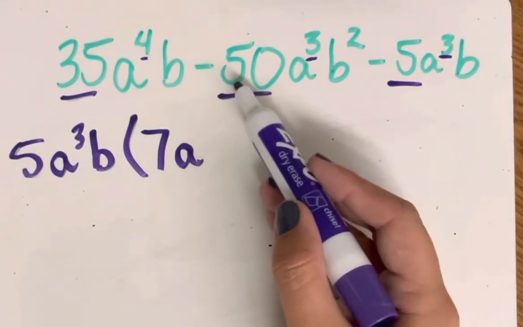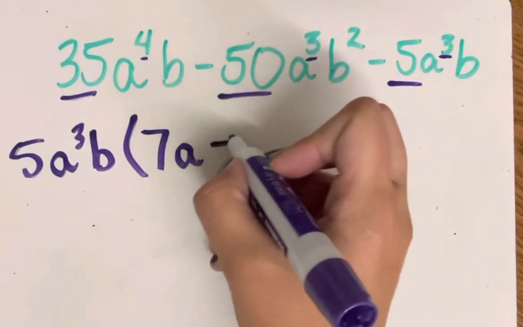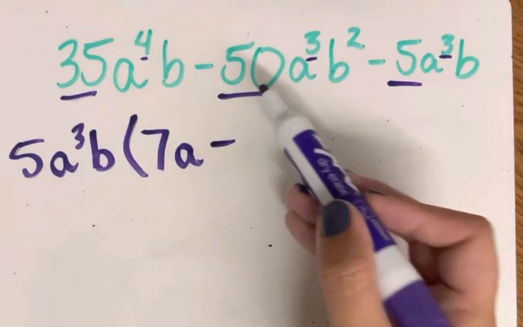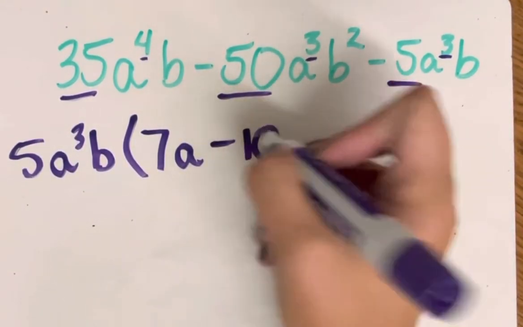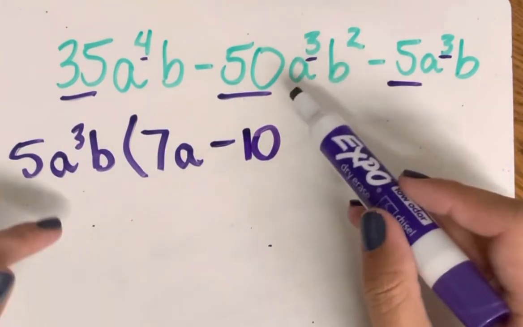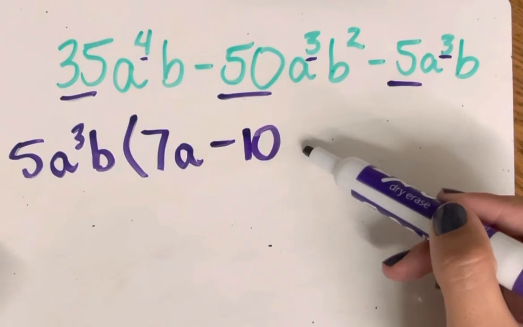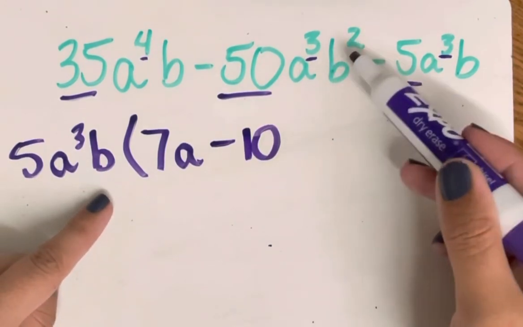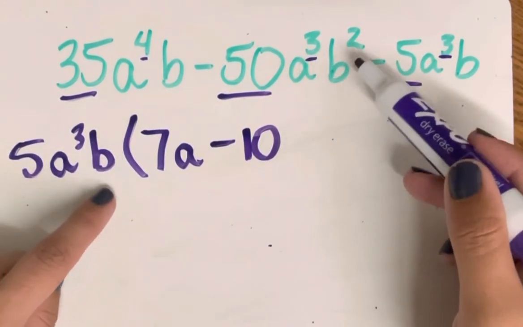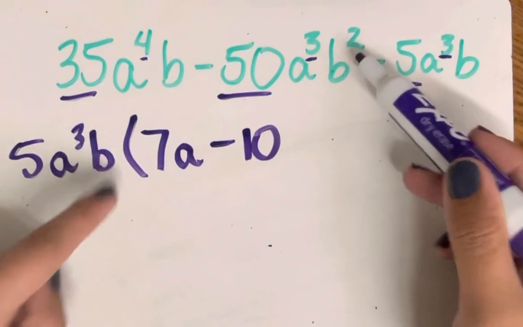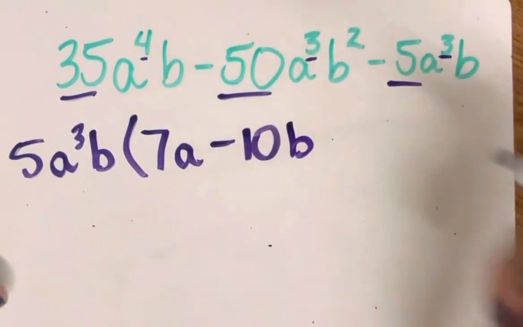Moving on to negative 50. So it's a negative. I'm going to write my minus sign right away. 50 divided by 5 is 10. Looking at my a's, a cubed, so there isn't going to be an a here. Looking at the b's, b squared and b to the 1st, so I subtract those exponents. 2 minus 1 means there's just b to the 1st remaining.